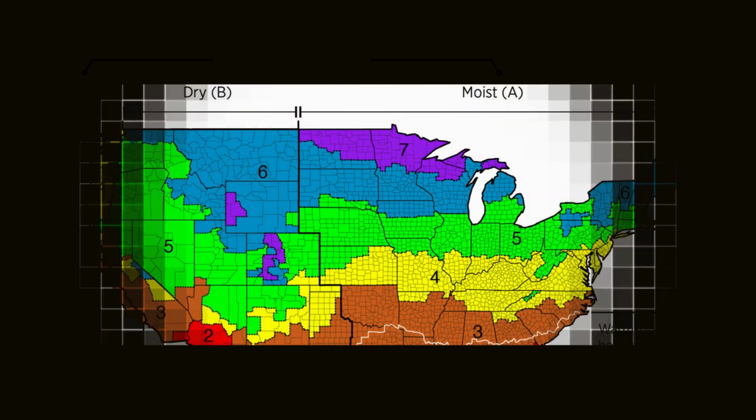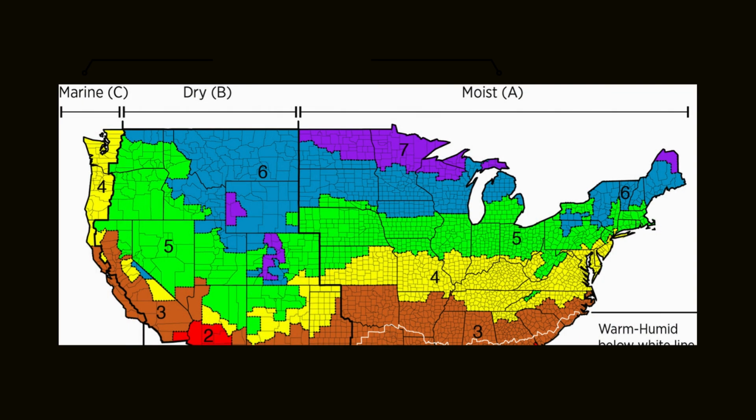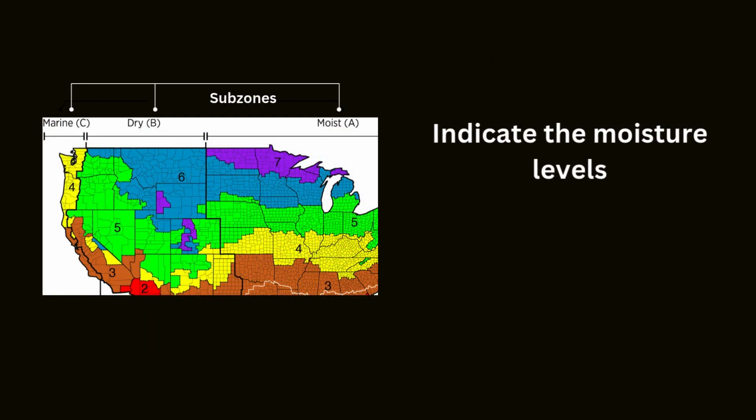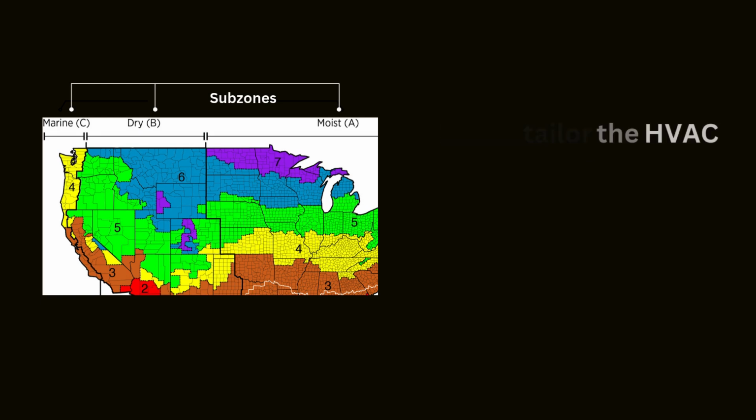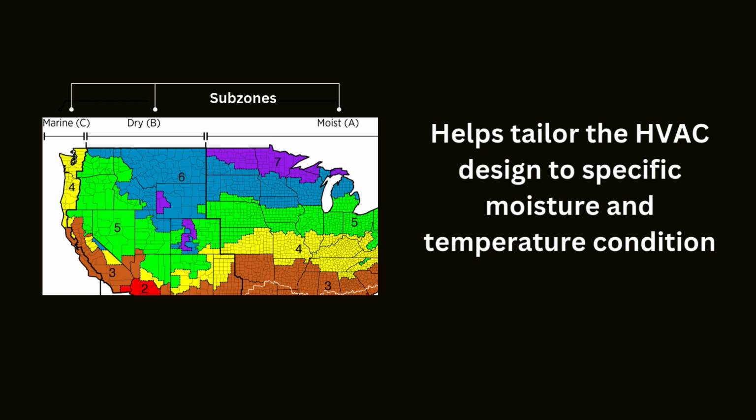When looking at the map, on the top you can see there are 3 subzones: marine, dry, and moist. These help indicate the moisture levels in these different regions from east to west across the country. It also helps to tailor the HVAC design to specific moisture and temperature conditions. Now let's talk a little bit more about each zone.